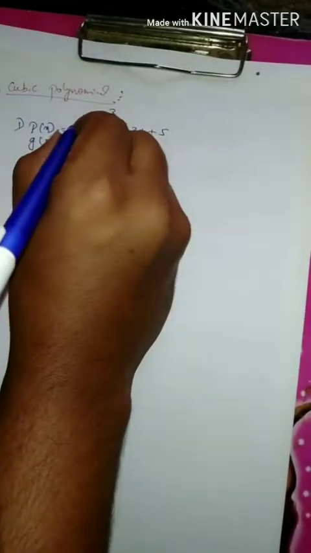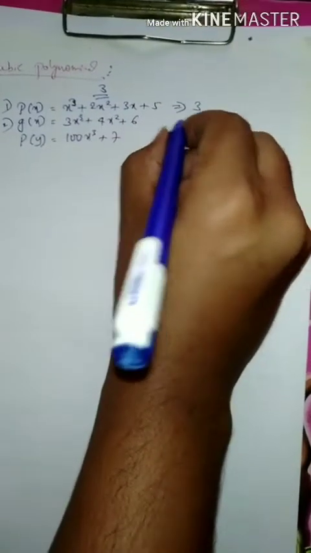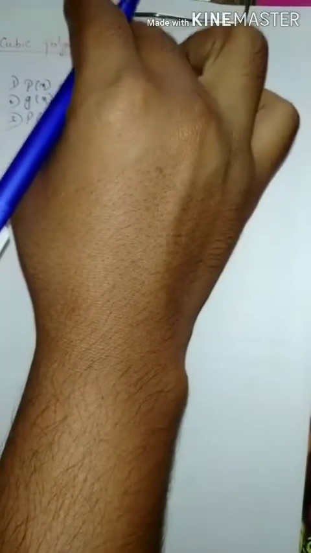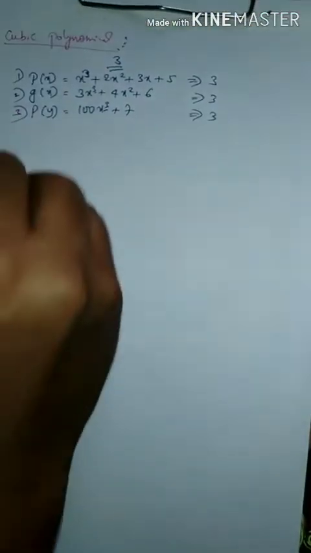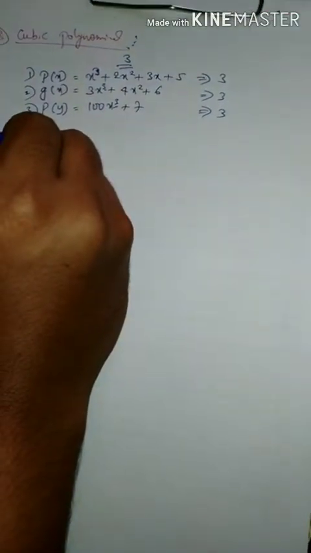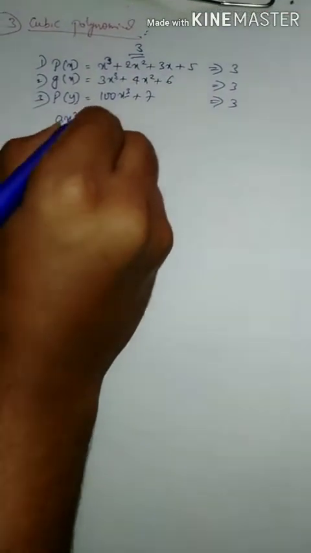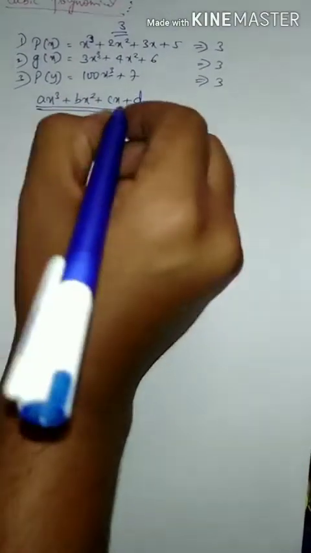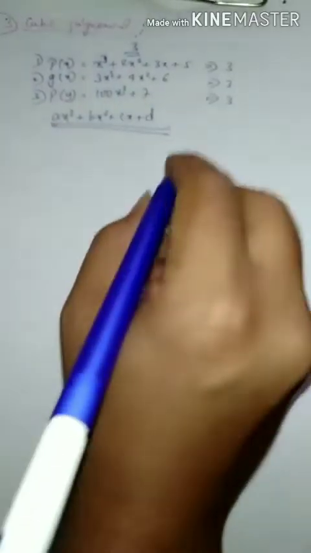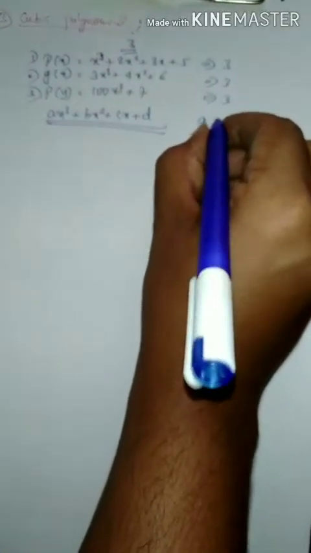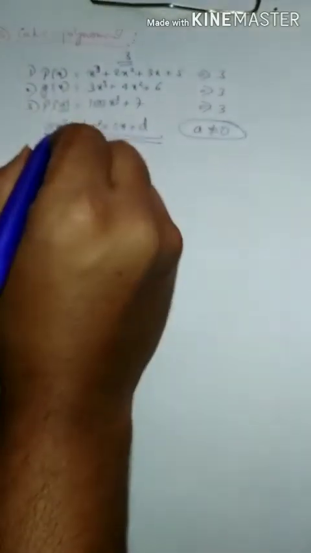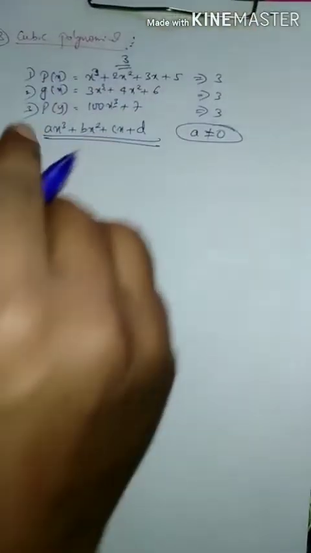In the first example, the highest degree is 3. In the second example, the highest degree is 3. And in the third example, the highest degree is also 3. Therefore, these are the examples of cubic polynomial. The general form of a cubic polynomial is ax cube plus bx square plus cx plus d, and here one condition is a is not equal to 0. If a is equal to 0, then this cubic polynomial becomes a quadratic polynomial.